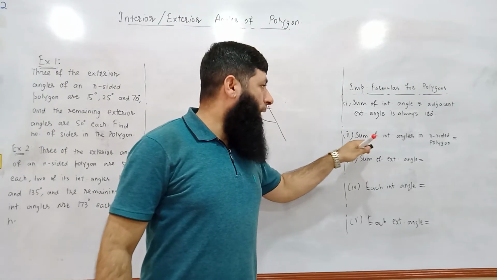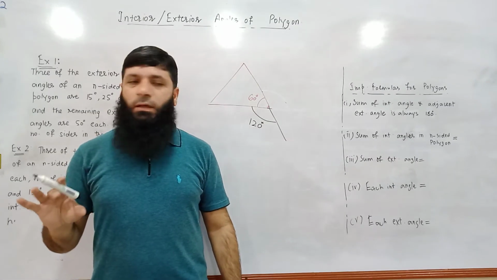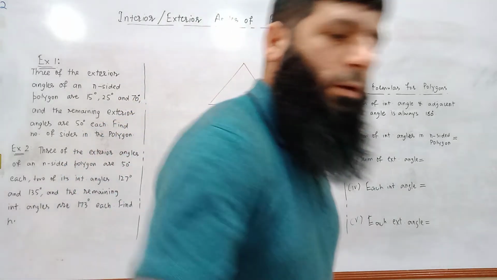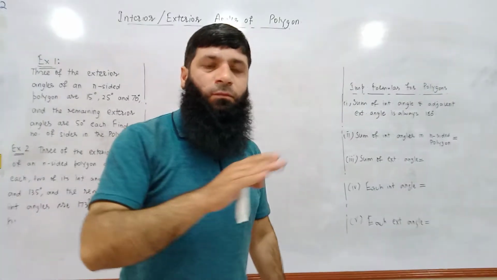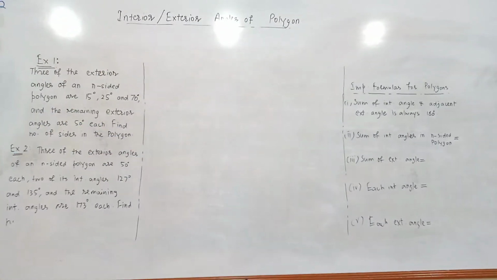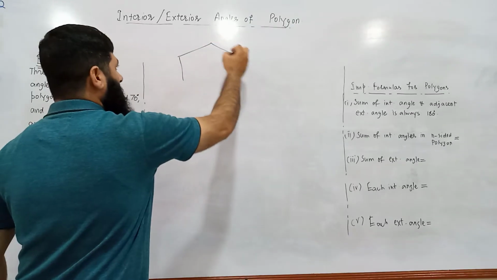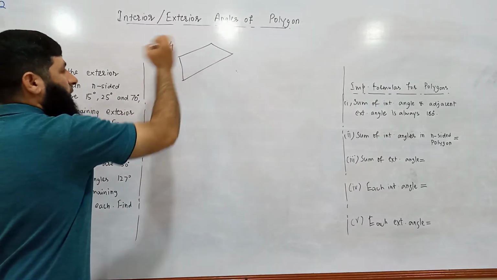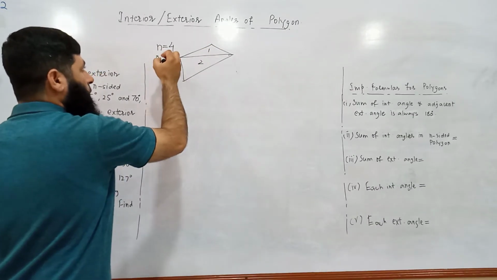Now if you want to find the sum of interior angles in any n-sided polygon, do you know what the sum of interior angles in a triangle is? 180. Exactly. The sum of interior angles in a triangle is always 180. So using this concept, we can find the sum of interior angles in any type of polygon. For example, if you have a quadrilateral, in this quadrilateral you have four sides. How many triangles will you have here? Yes, there are two triangles.